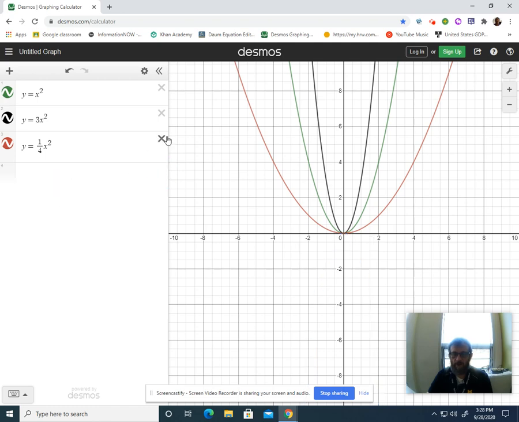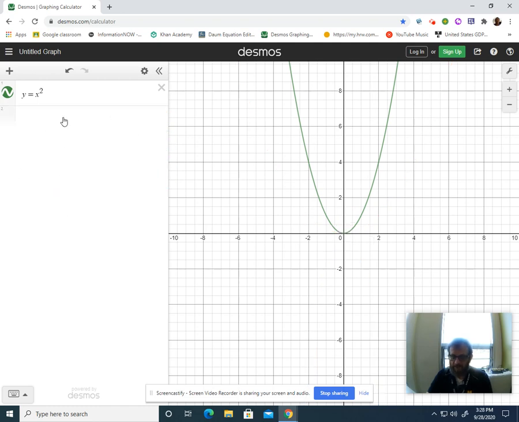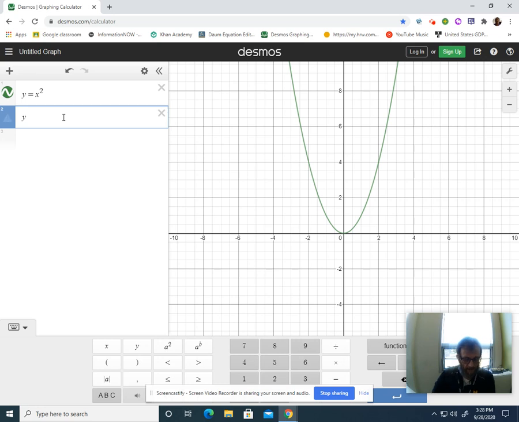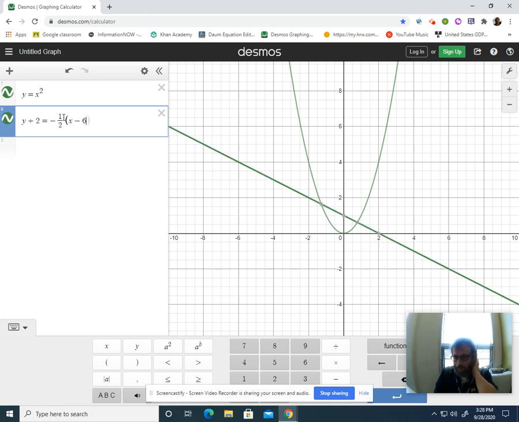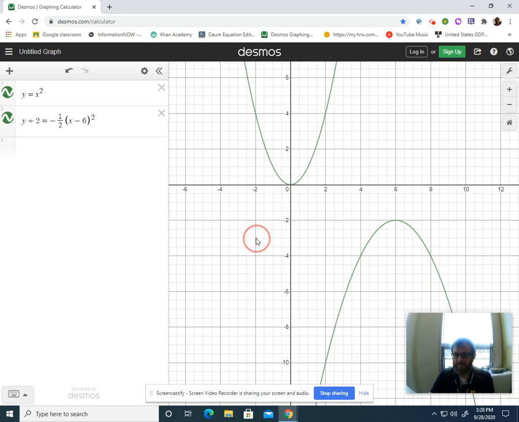Now, again, you can go back and you can completely type this in. Okay, so y plus 2 equals negative 1/2 of x minus 6. Now, we should know, before I put the squares on there, my vertex is going to be 6 units to the right and 2 units down. It's got a negative here, so it's going to open down, and it's a 1/2, so it's going to be a little wider. There it is.